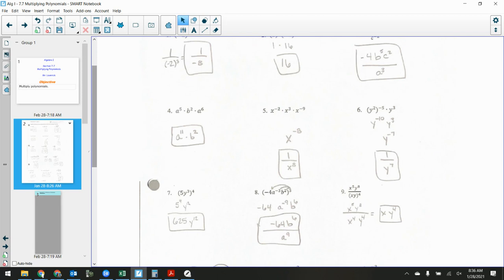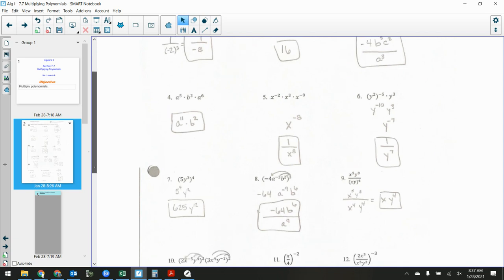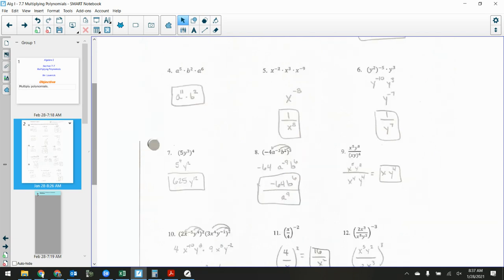Looking at 7, 8, and 9 down there. Again, watch out right here. Folks, we distribute this power. Okay, distribute that power. That's 5 to the 4th and y to the 3rd to the 4th. What is 5 to the 4th? A really big number. 5 to the 4th power is 625. And then we've got y to the 12th.